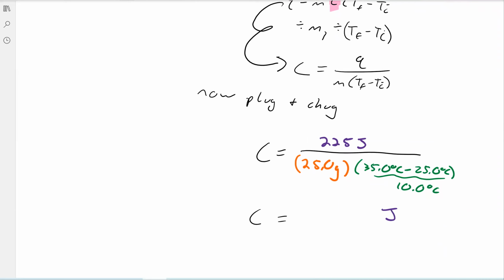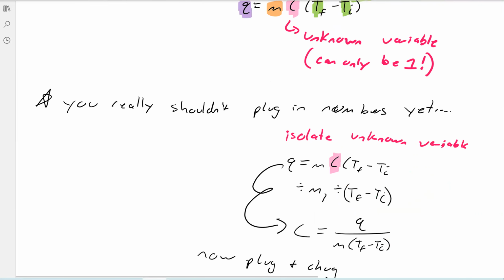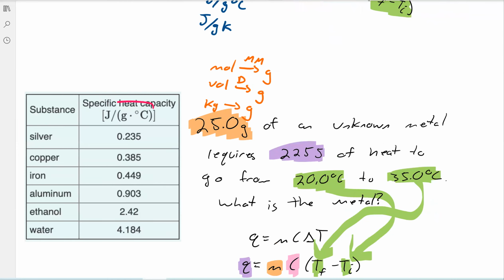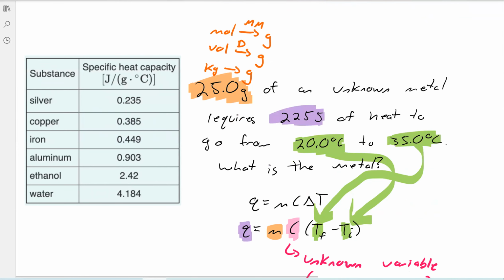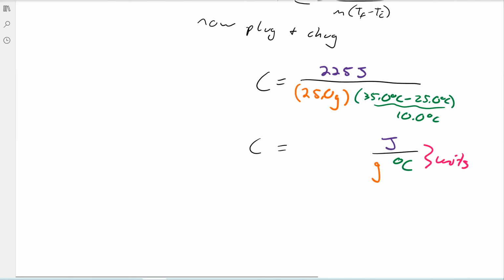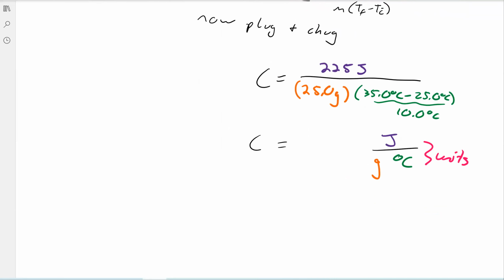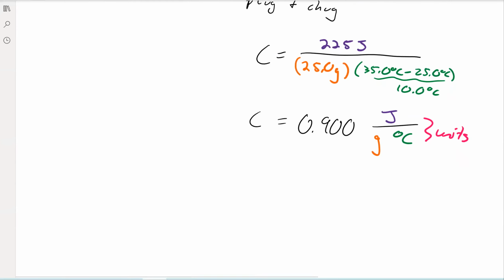And so on top, we'll have joules. Underneath, we'll have grams, and then we'll also have degrees Celsius. If we think about these units, they match exactly our units here, right? So the units can be a big help to know that you're on the right track. And then when we solve algebraically, you get 0.900 joules per gram degree Celsius, rounded to 3 sig figs, right? So we need to use 3 sig figs to indicate how much our uncertainty is.